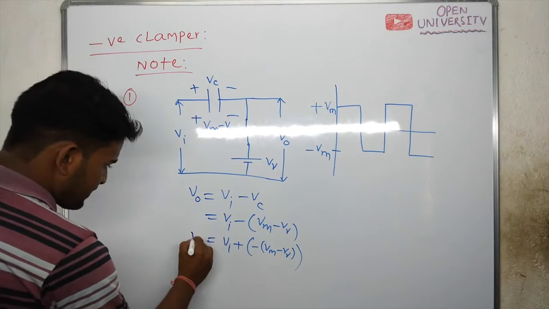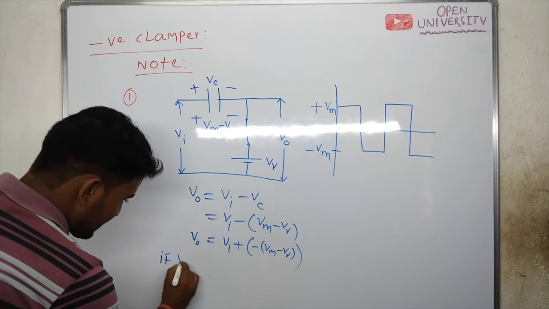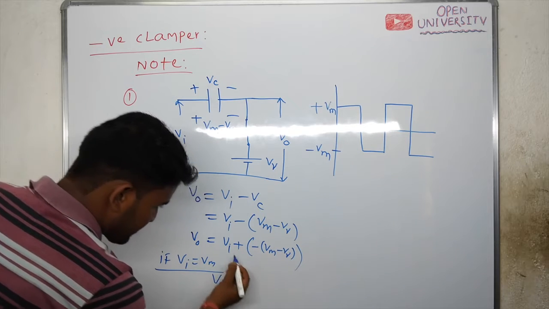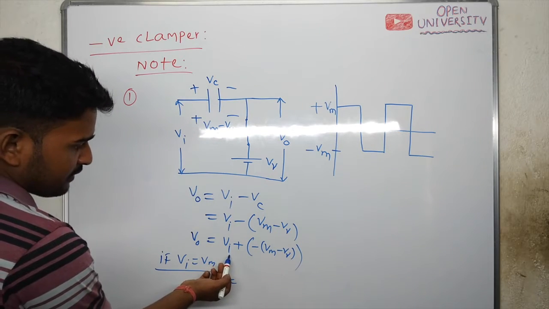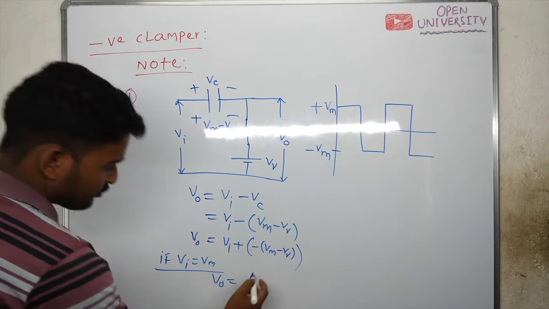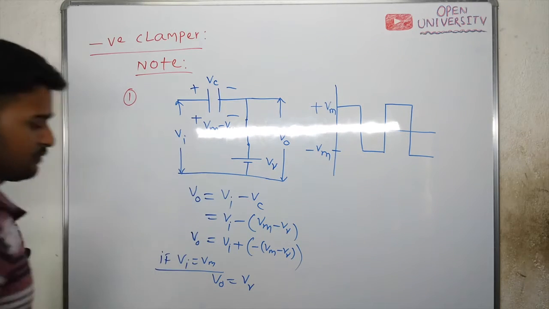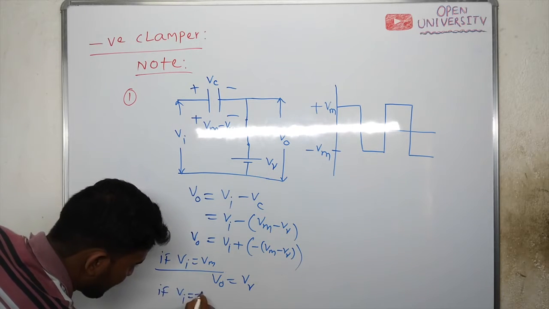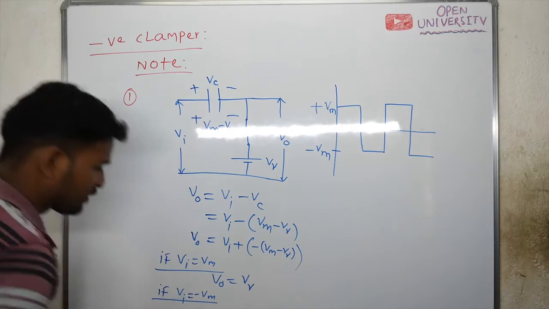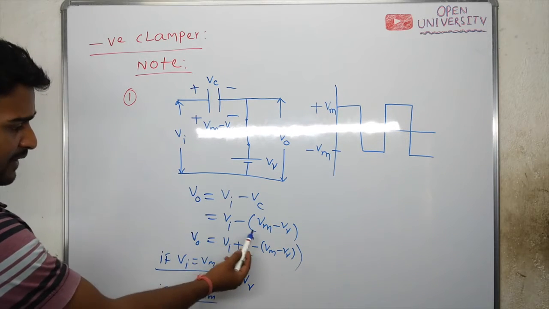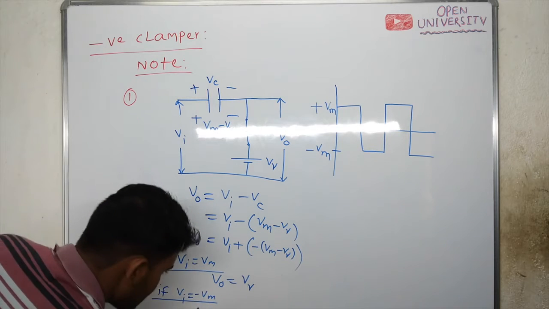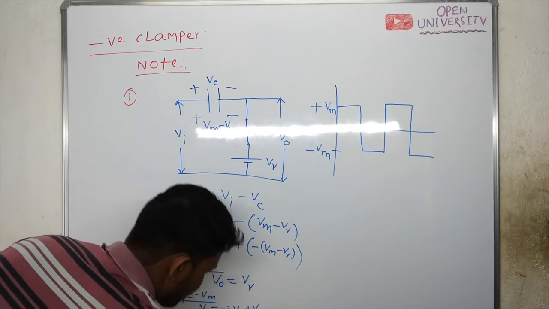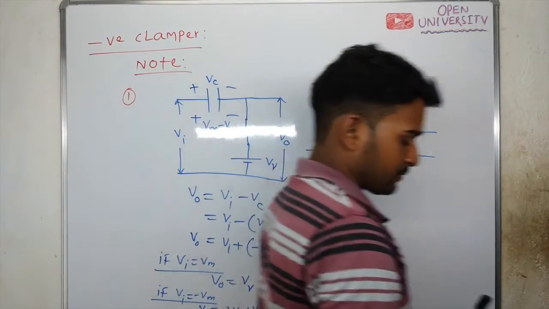So what is the output voltage? If your input voltage is Vm, then if we substitute Vm here, Vm minus Vm cancels, and the output voltage will be V gamma. And if Vi becomes minus Vm, then the output voltage will be minus Vm minus Vm, minus 2Vm plus V gamma. Now plot the output waveform.